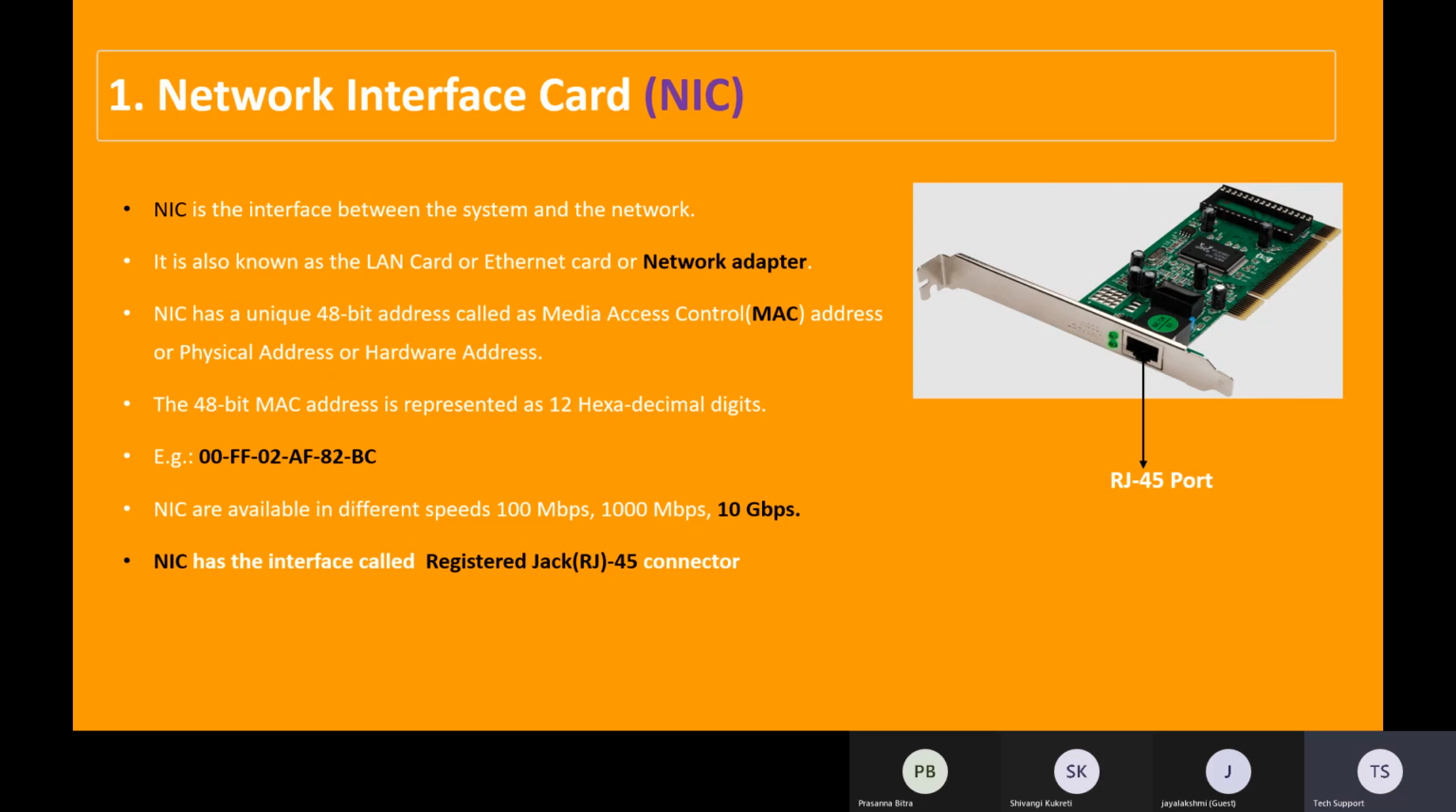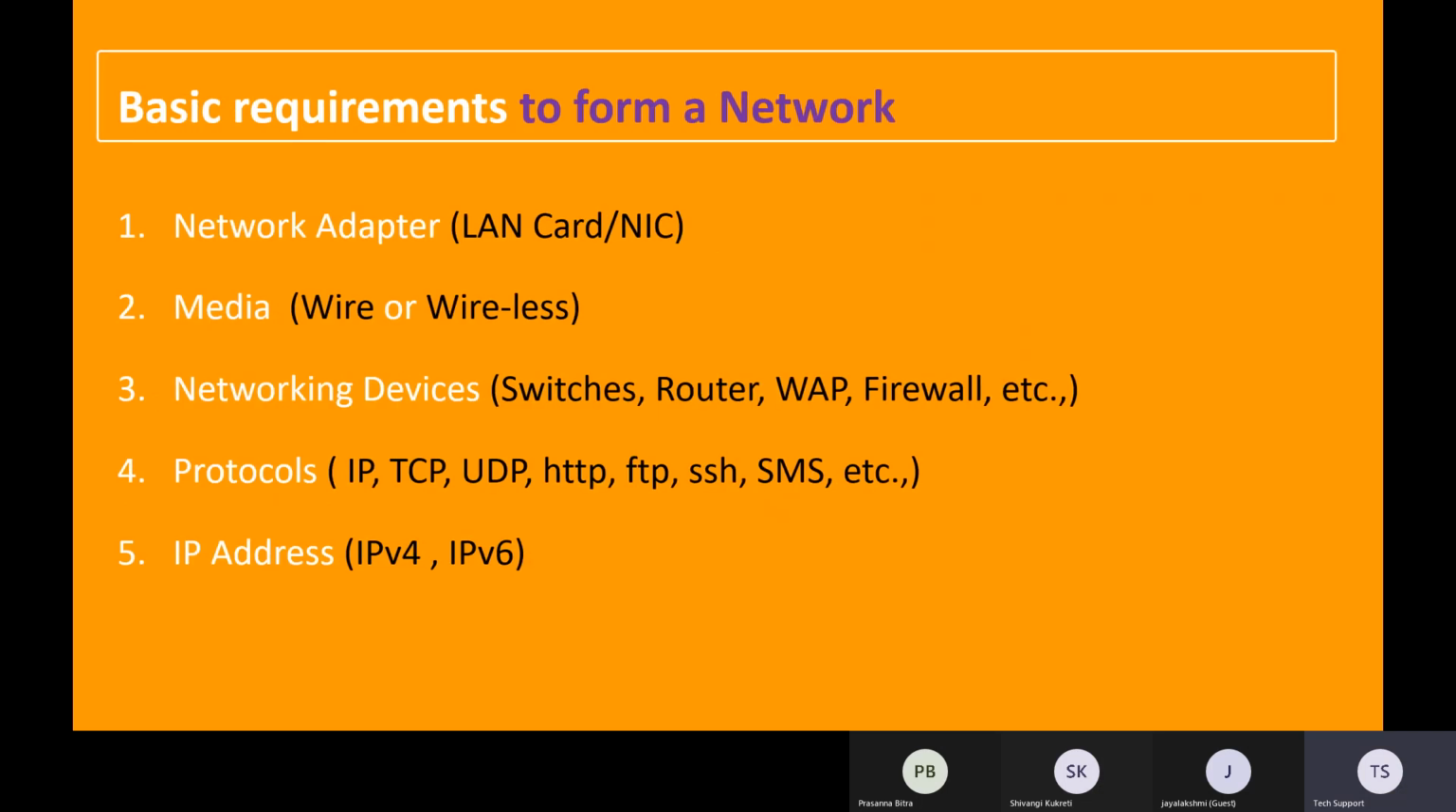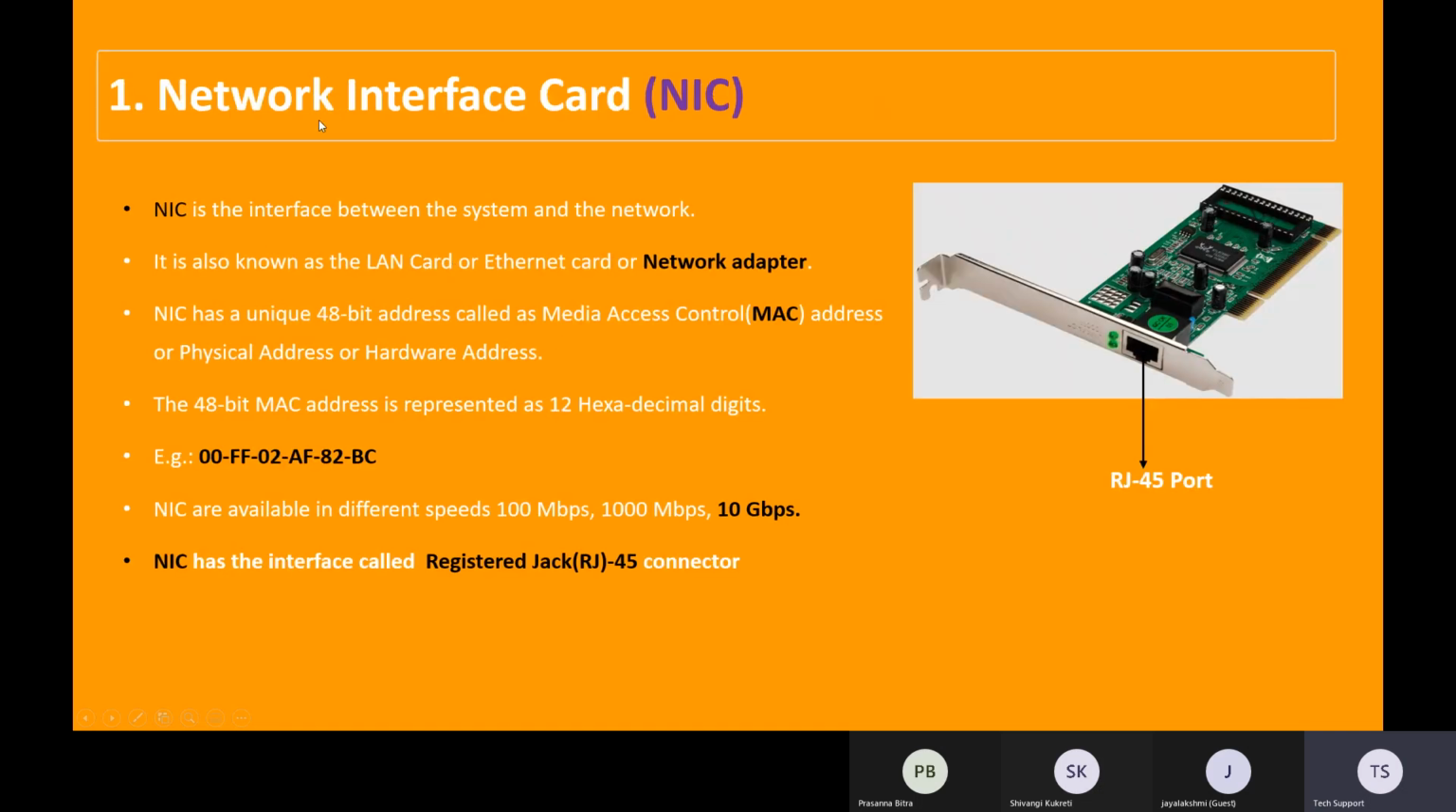Now, these are all the 5 points; we'll elaborate on them one by one. We'll start with the network adapter first. When we select the network adapter, how it looks is in the right side diagram. You can see this is the network adapter. Network adapter is the interface between the system and the network. If you want to connect to the printer, we need a LAN cord. From the LAN cord only we can connect to the printer.